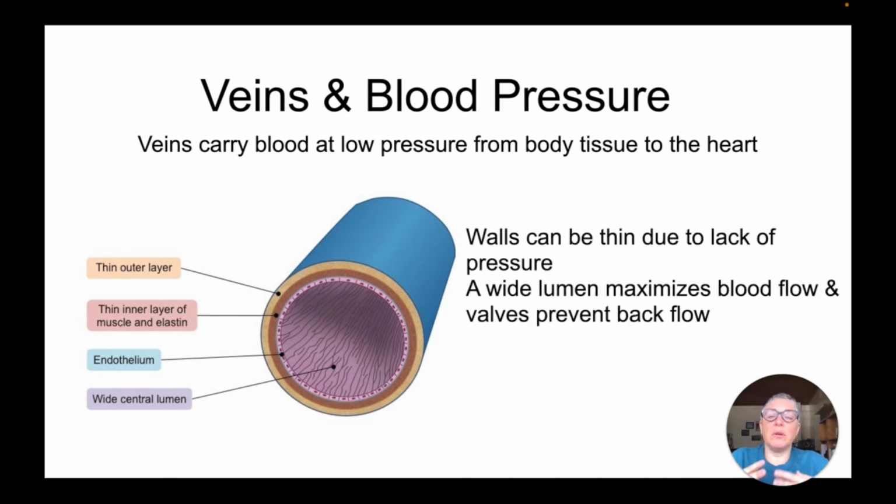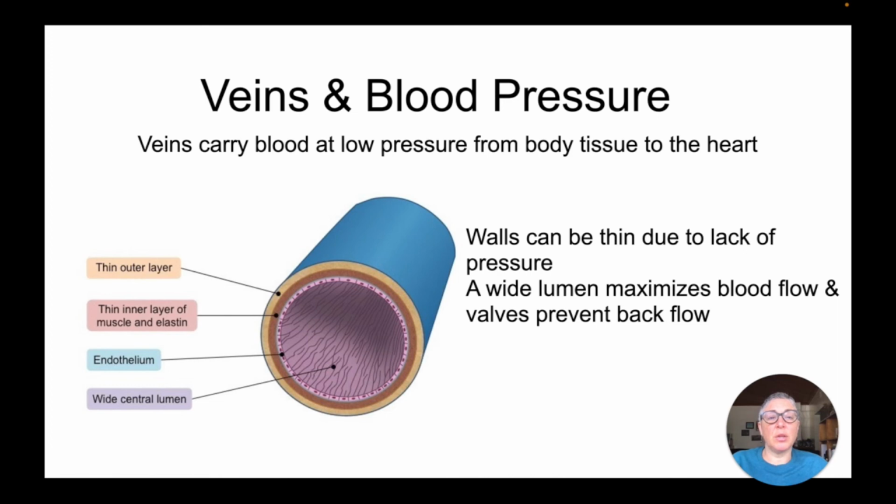So the blood now has to get back up to the heart. And so a few things happen here. The walls now can be thin due to the lack of pressure. We're not going to worry that the blood vessels are going to burst because the pressure is so low. We have a wide lumen that's going to maximize blood flow, so a lot more blood can flow through a particular portion of the tube at any given time. And then there are valves that are going to prevent backflow.